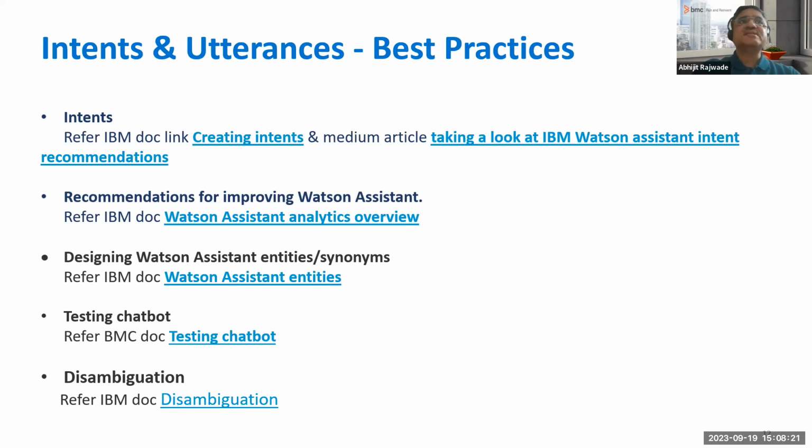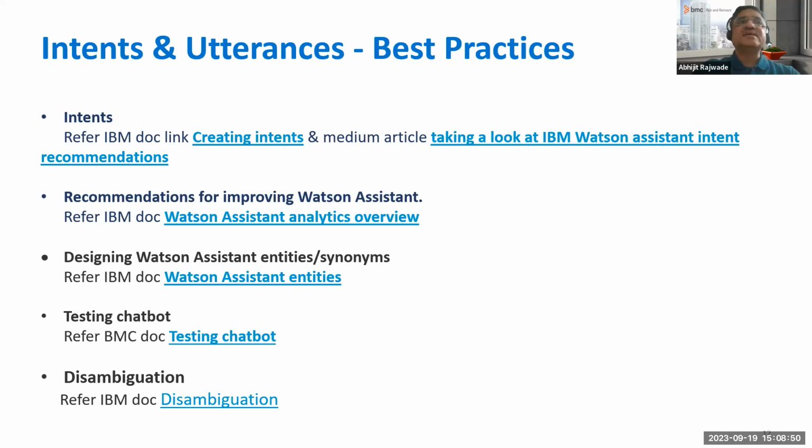The next set of information is related to how to improve Watson Assistant. IBM Watson Assistant itself comes with this capability called analytics, which will provide you a lot of insights into the end user conversations that are happening with your bot. It will also try to identify and give you some improvement suggestions. So you can use this for improving your bot.